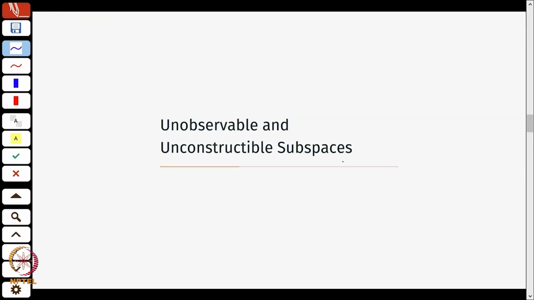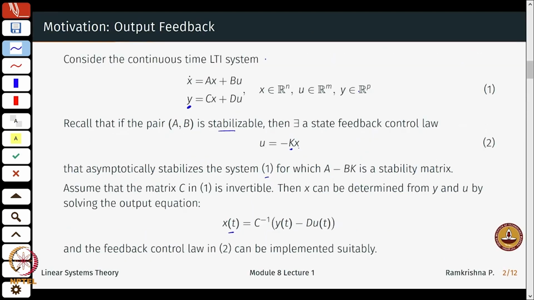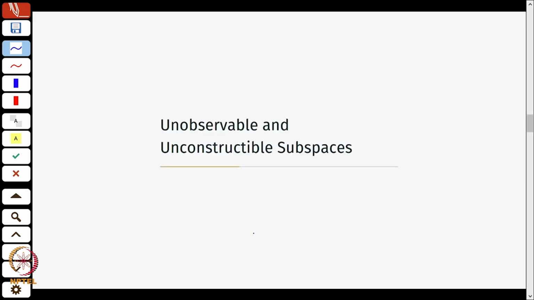So this leads us to define what are called unobservable and unconstructable subspaces. So how does the definition go? When the number of outputs is strictly smaller than the number of states, we cannot instantaneously reconstruct the state from the input and the output. So that is what is meant by instantaneous reconstruction. Can I always do this when C is not invertible? Well, the answer is no.